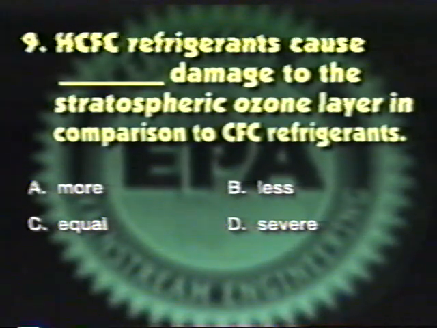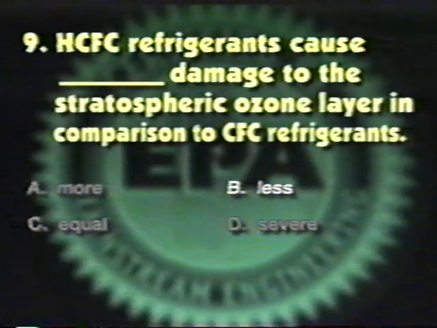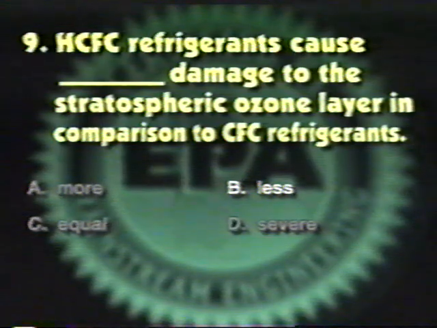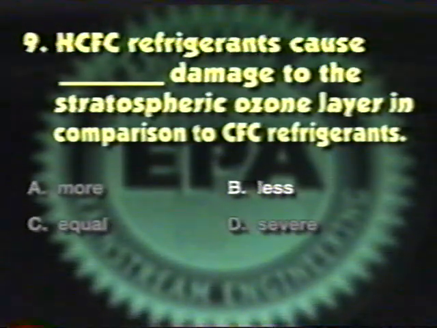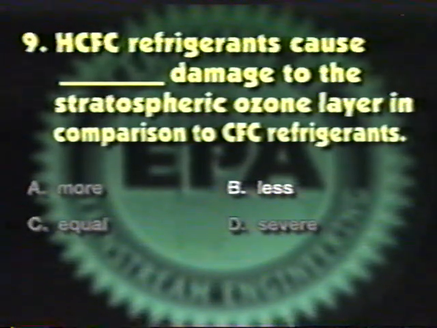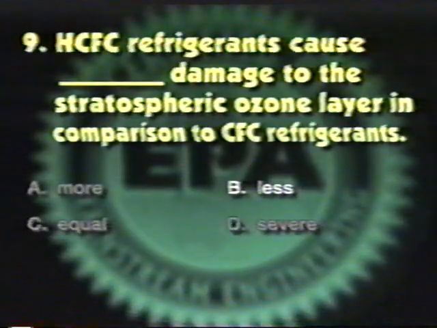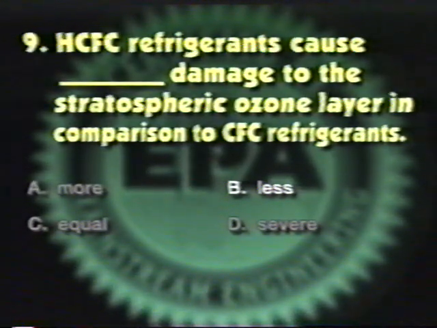The correct answer is B. Although HCFCs contain chlorine, which is damaging to the ozone layer, they also contain hydrogen, which makes them chemically less stable when they enter the atmosphere. These refrigerants decompose faster, so very little ever reaches the ozone layer. Therefore, they have a lower ozone depletion potential.